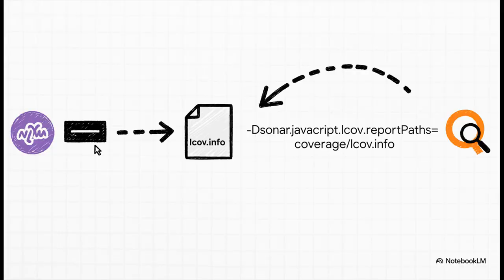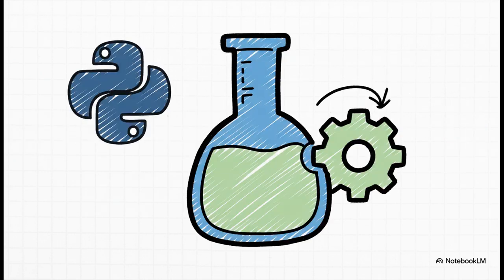And you guessed it, just like with Java, after you run npm run test:coverage and the report is created, you point the Sonar scanner to it with this property. See how it's pointing specifically to that lcov.info file? That's what you need.